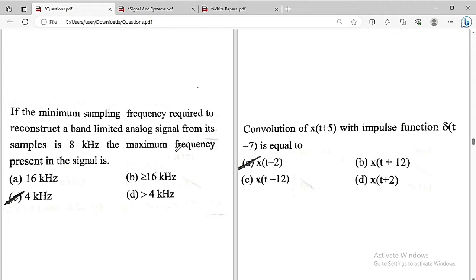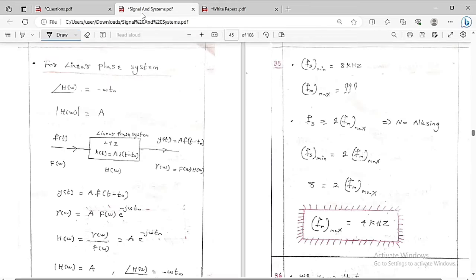Band limited means it has a range of frequencies from 0 to fm, where fm is called the maximum frequency which is present in the signal. So we have to find what is the maximum frequency present in the signal. Of the four options, option A, 4 kHz, is the correct solution of this question. So let's solve this numerical.